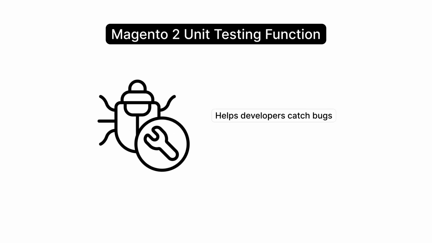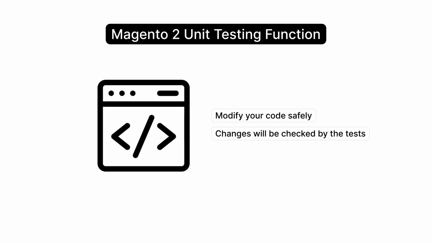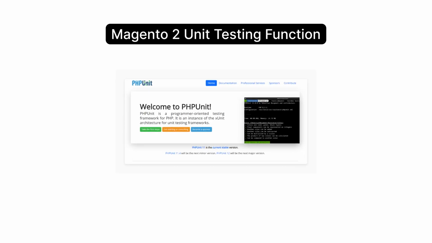Magento 2 unit testing helps developers catch bugs early in the development process so they don't become more significant issues later on. It also makes it easier to modify your code safely because you know any changes you make will be checked by the tests you've already written. One essential tool for unit testing in Magento 2 is PHPUnit, which is used to write and run these tests.